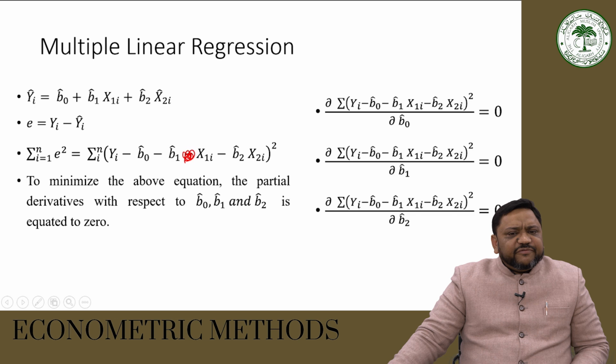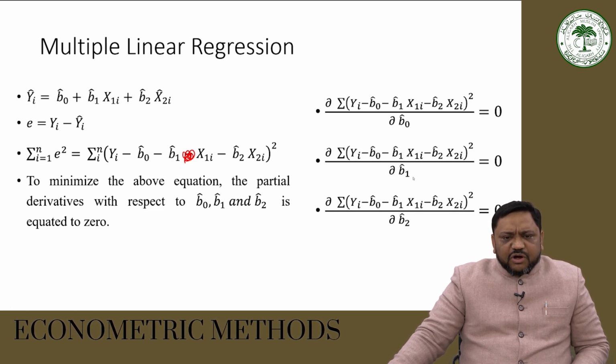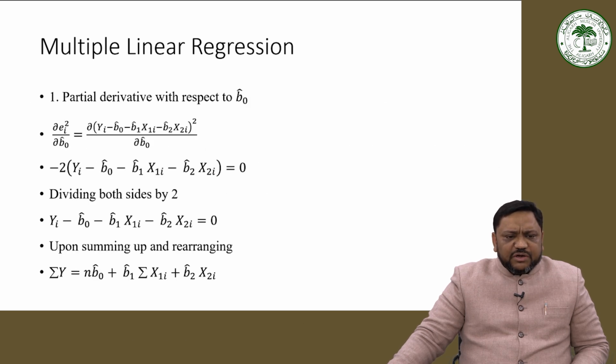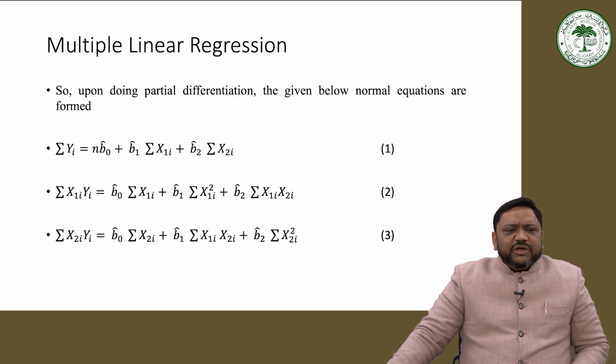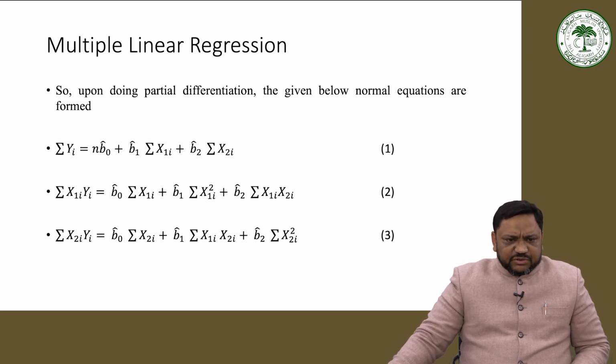We do the partial differentiation of this equation with respect to b naught hat, b1 hat and b2 hat. Upon doing that, we have got these three normal equations. So this is what we had covered till our last class. Now we would be continuing from here.